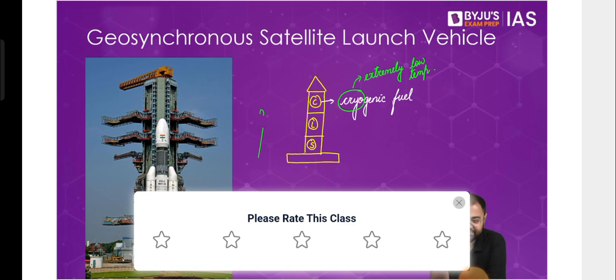I mean, India has it, US has it, China, Russia have it, European Space Agency has it, and France has it. I think this is it. These are the only countries in the world that have cryogenic engine. I think Japan also has been successful here now.